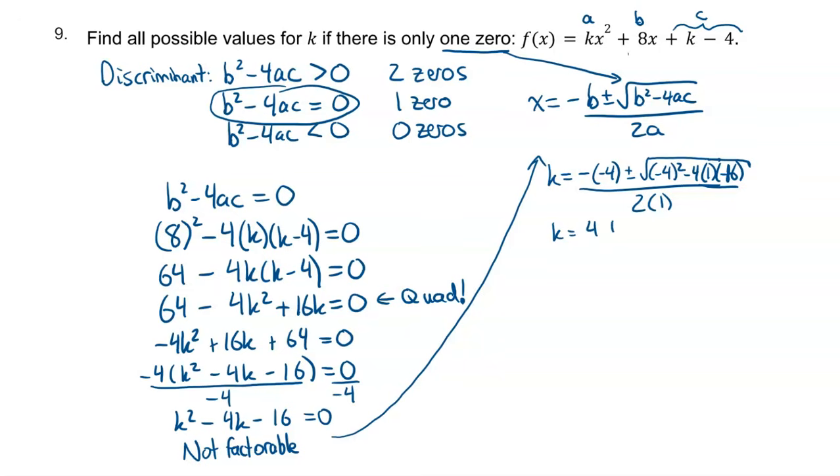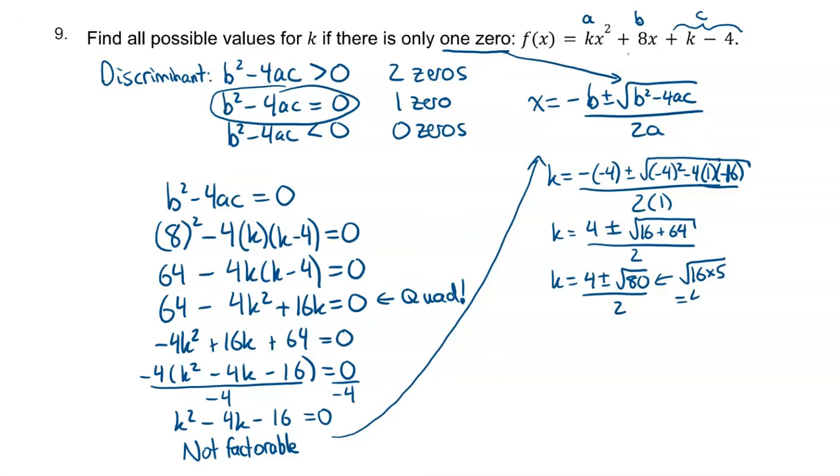So we get k equals 4 plus or minus the square root. Negative 4 squared is 16. And then negative 4 times 1 times negative 16 gives me positive 64. So that's going to ensure that the value under the radical is a positive value. Otherwise, we couldn't actually find the square root, and it wouldn't have any solutions. Any real solutions, that is.